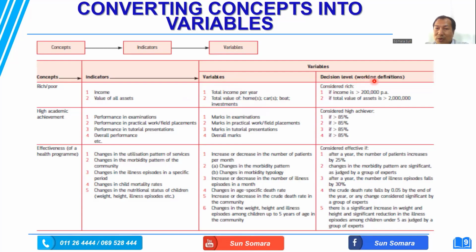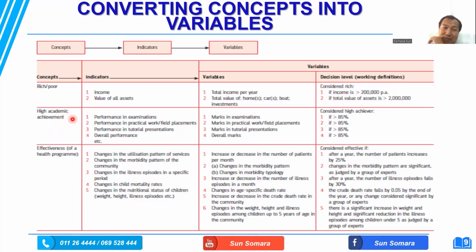So, decision level, wording definition, for example. Consider rich if income is more than 200,000 per annum, per year. Okay, if the total value of assets is more than 2 million, that is also considered rich here.